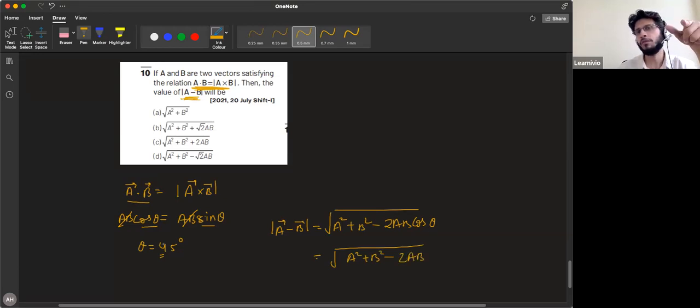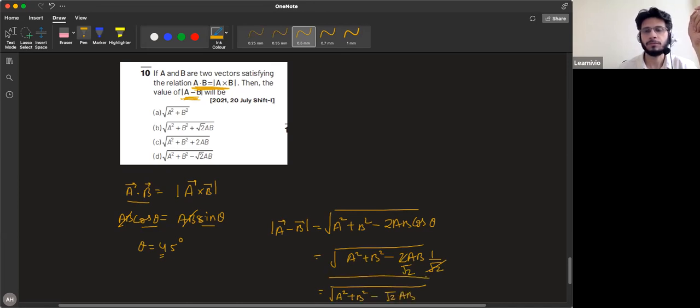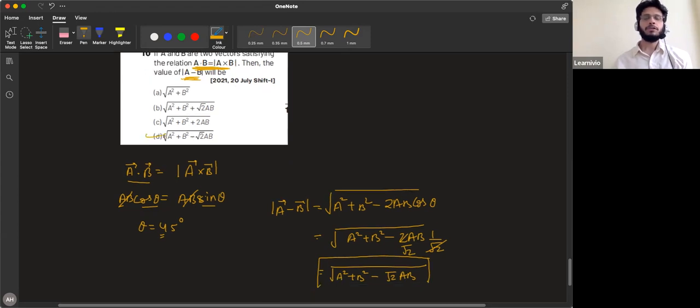Instead of theta, you can write 45 degree. Cos 45 is 1 by root 2, so the 2 gets cancelled out, and it's root over A square plus B square minus root 2 AB. Is it clear? So the correct option will be D. Is it clear, everyone? Yes, sir.